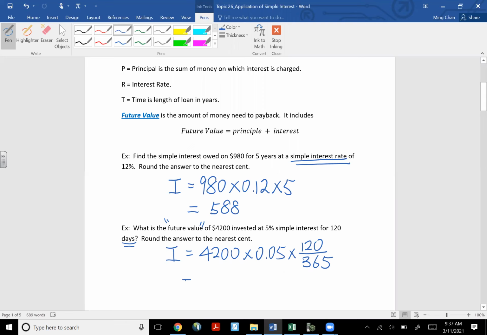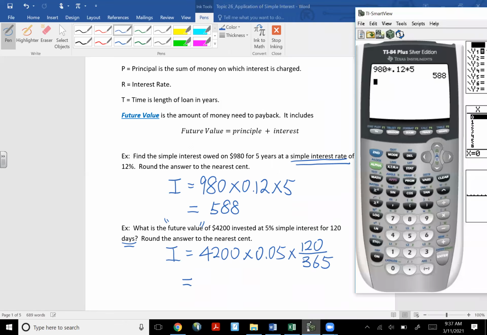That will be okay. I'm going to show you how to put this in the calculator. 4,200 times 0.05 times, since this is a fraction, to be on the safe side I'm going to put the fraction in parentheses, 120 divided by 365. So the interest is about $69.04.